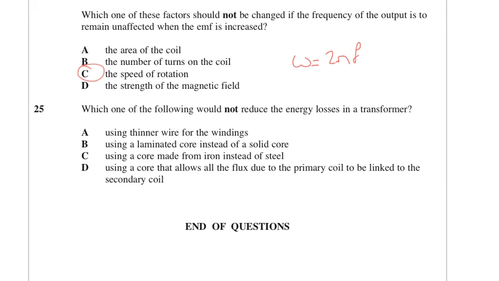Which one of the following would not reduce the energy losses in a transformer? Using thinner wire for the windings. Thinner wire would mean increased resistance, which would definitely not reduce energy, so it would be that one. Let's just check the others. Lamination reduces losses. Iron is a better magnetic material, so it's a softer magnetic material, so that's a good thing, so it improves your efficiency. And improve flux conduction again, so yes, it's going to be number A.